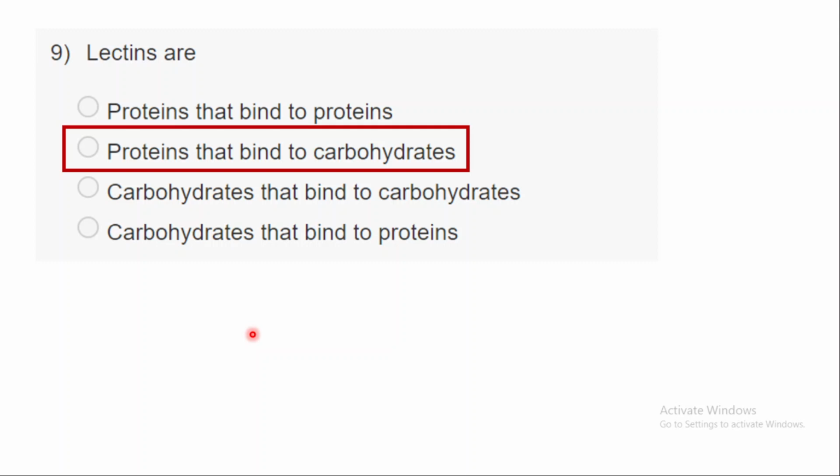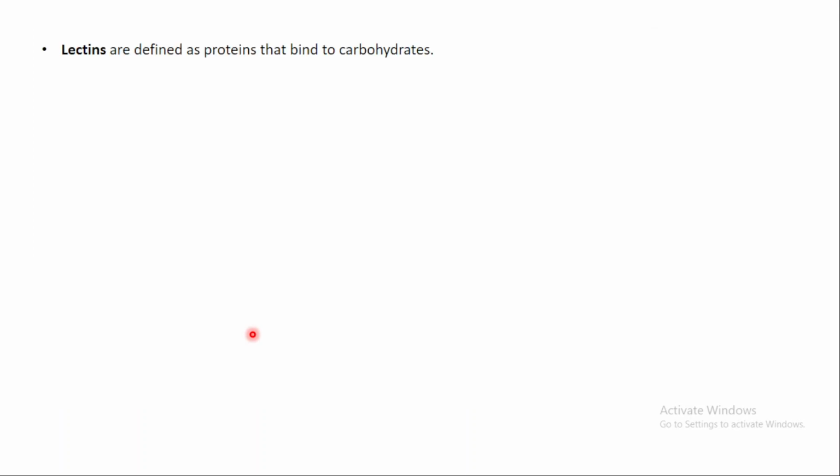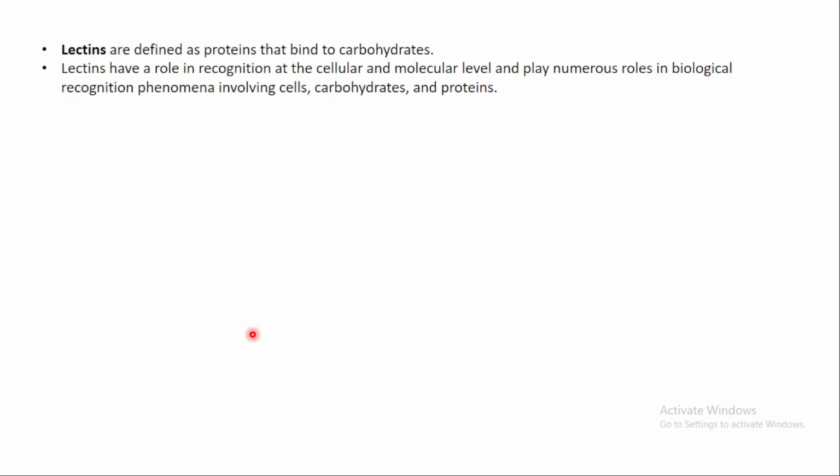I'm sorry, Roshan, but your previous answer was correct. Carbohydrates that bind to proteins are called glycoproteins. Or you can say there are proteoglycans, and there are glycoproteins, and there are lectins. So these are all slightly confusing terms. We will learn about what lectins are so that it can clear your doubt. Anyways, most of the people have answered correctly. Lectins are the proteins that bind to carbohydrates. Lectins are defined as proteins that bind to carbohydrates.